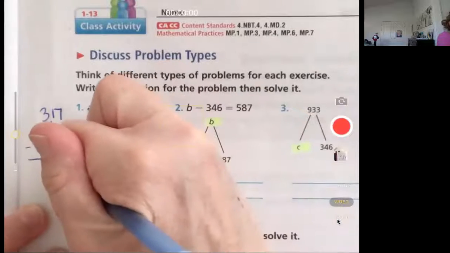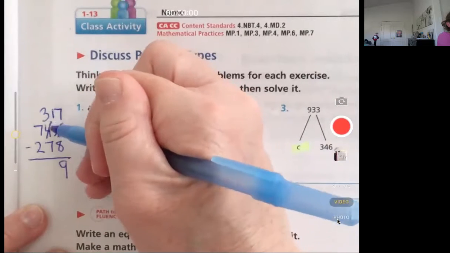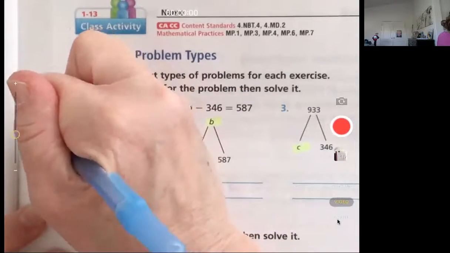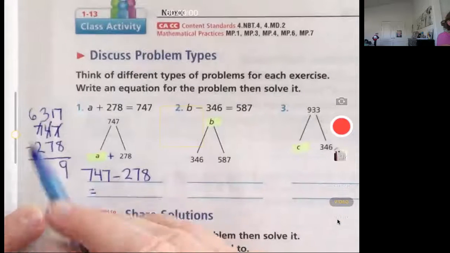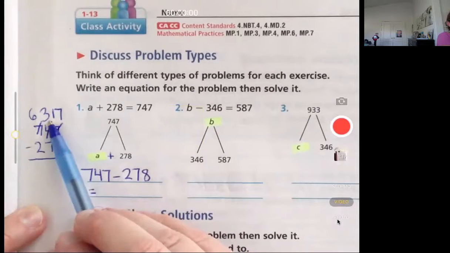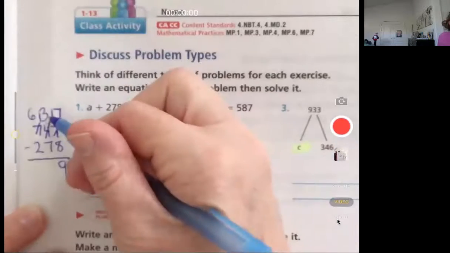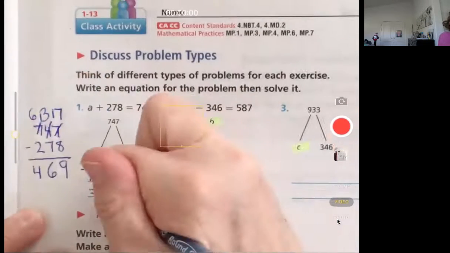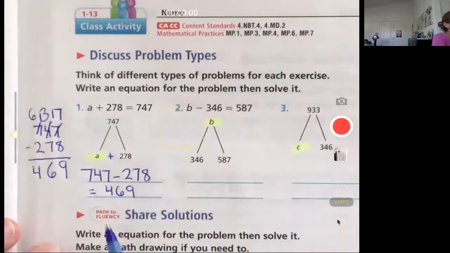Minus 8 is 9. Ooh, I can't take 7 away from 3. 3 has to be a bigger number than 7, right? But my neighbor's got 7. I'll ungroup. When I take 1, it turns into a 6. 10 go back to the 3, so 10 plus 3 make 13. Minus 7 is 6, and 6 minus 2 is 4. So my answer is 469. That's what A is.